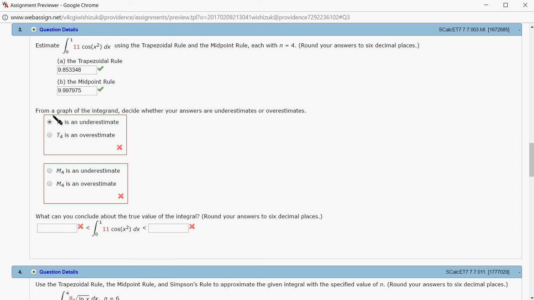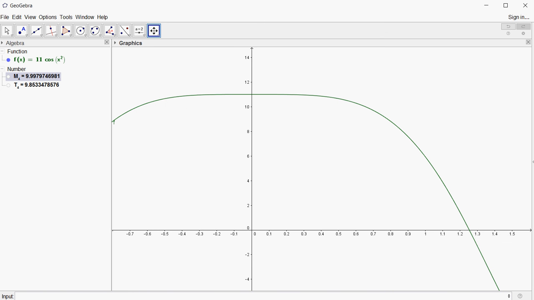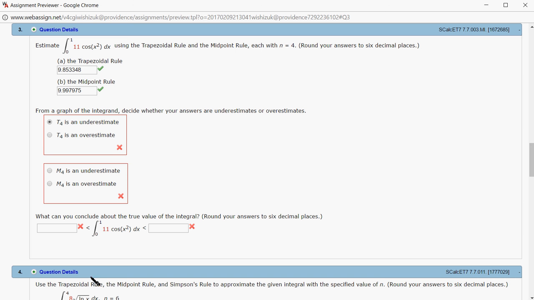Then M4, on the other hand, if you look at the picture again, with the midpoint rule and a straight line, you can see you have a little bit more excess than the part you're going to miss. So I think this is going to give a slight overestimate. Let me try that. So M, 9.997975, is the larger one, and 9.853348 is the underestimate.